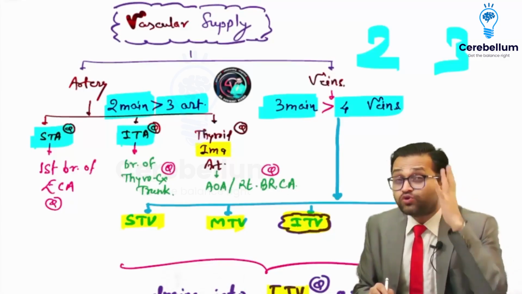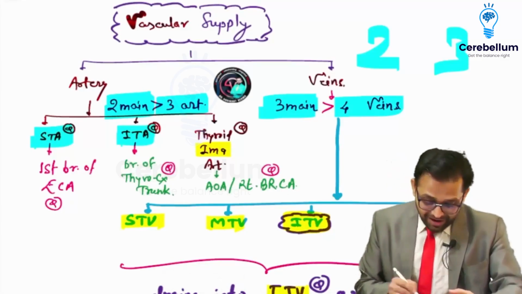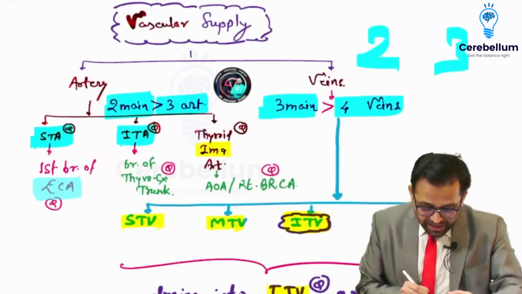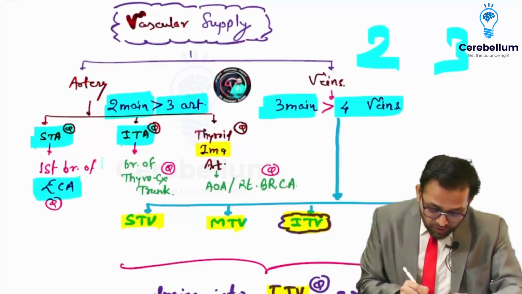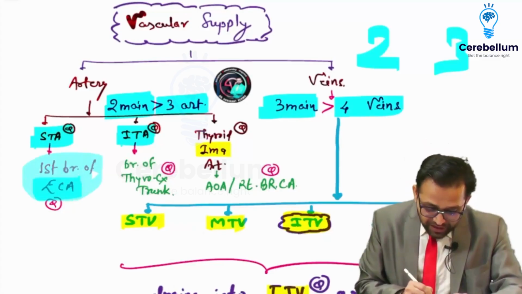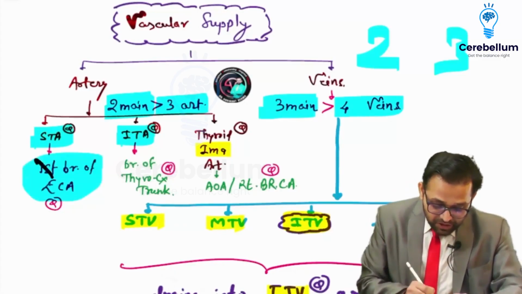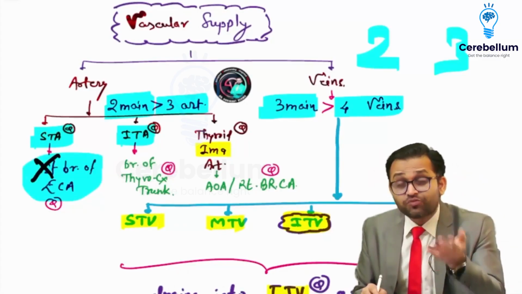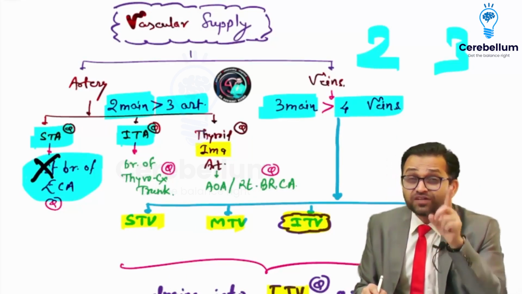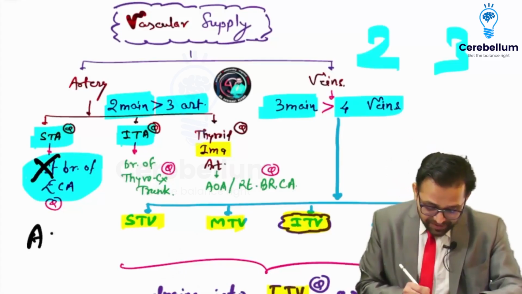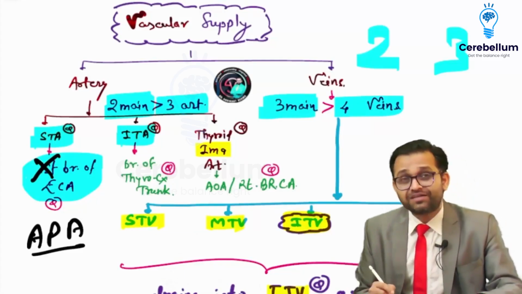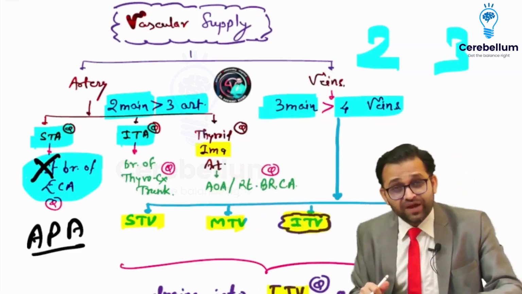I already told you in the face part, the superior thyroid artery is a branch of the external carotid artery. The old concept was that the first branch of the external carotid artery is the superior thyroid. But according to the 42nd edition of Gray's Anatomy, now it is not correct. The first branch of the external carotid artery is the ascending pharyngeal artery. So make an update about this fact.